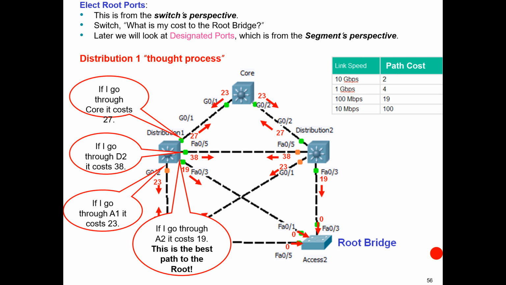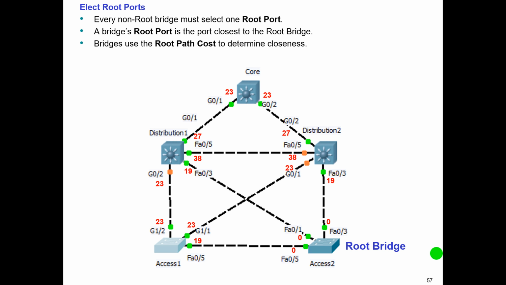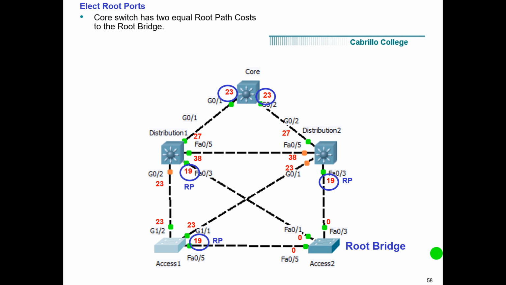It's going to ask the question, what is my cost to the root bridge? We have not discussed designated ports just yet. We've only focused on our root ports. So every non-root bridge must select one root port. A bridge's root port is the port closest to the root bridge. Bridges use the root path cost to determine closeness, which we've already looked at.